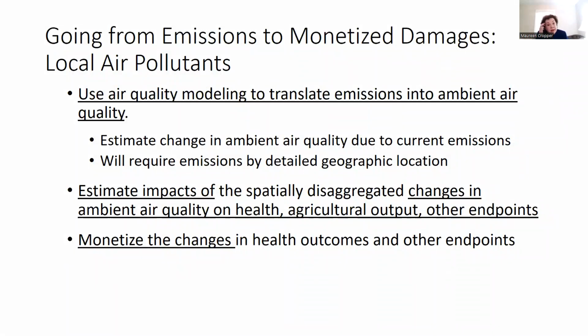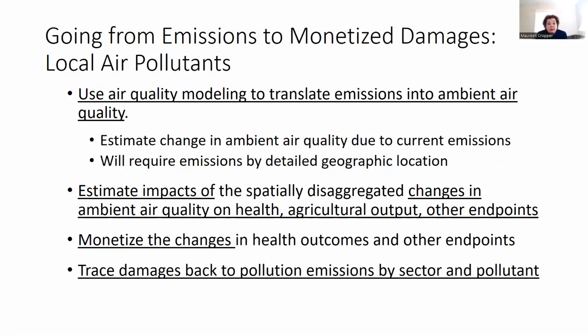Once you have these endpoints, perhaps changes in heart attacks or cases of asthma, you're going to want to monetize these changes, do this for all the endpoints, and then finally, you're going to need, for the satellite account, to actually trace these back to the 10,000 tons of SO2 that was emitted in the first place.